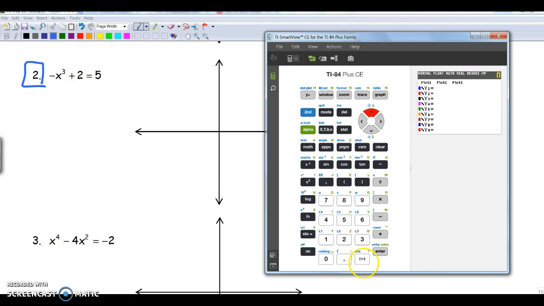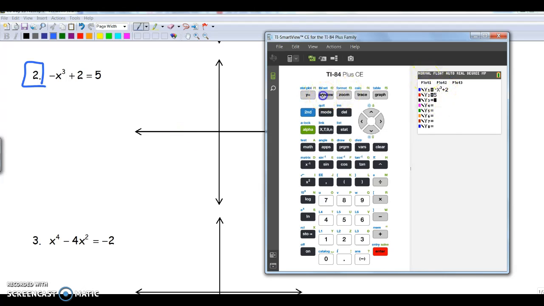Otherwise, we're going to type this in: negative. Make sure you use the negative sign, not the minus sign. Negatives are a little shorter, so you can tell the difference that way. Then x, raised to the third power, and then plus 2. The right side, the 5, will be our y2. It doesn't matter if those are switched.